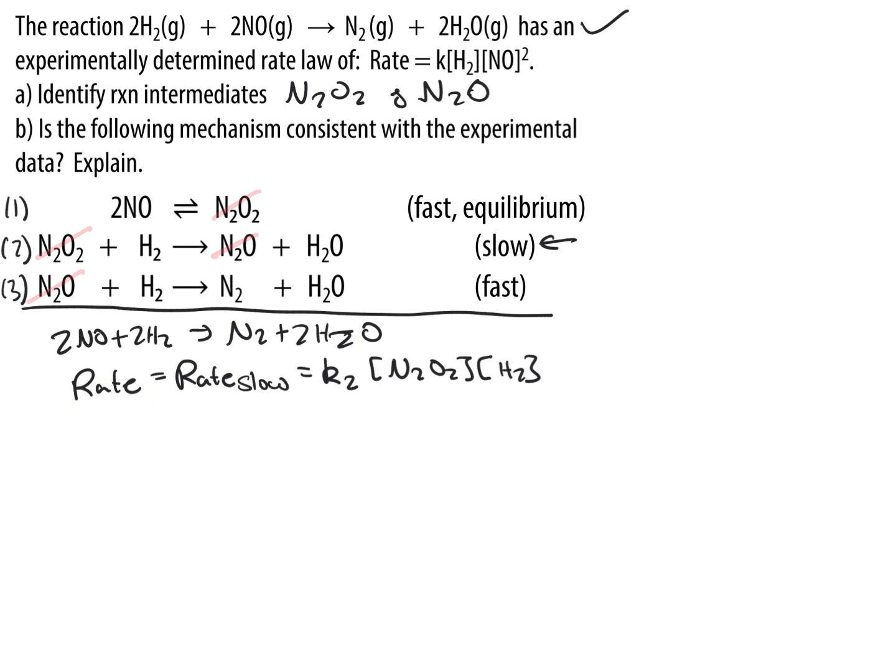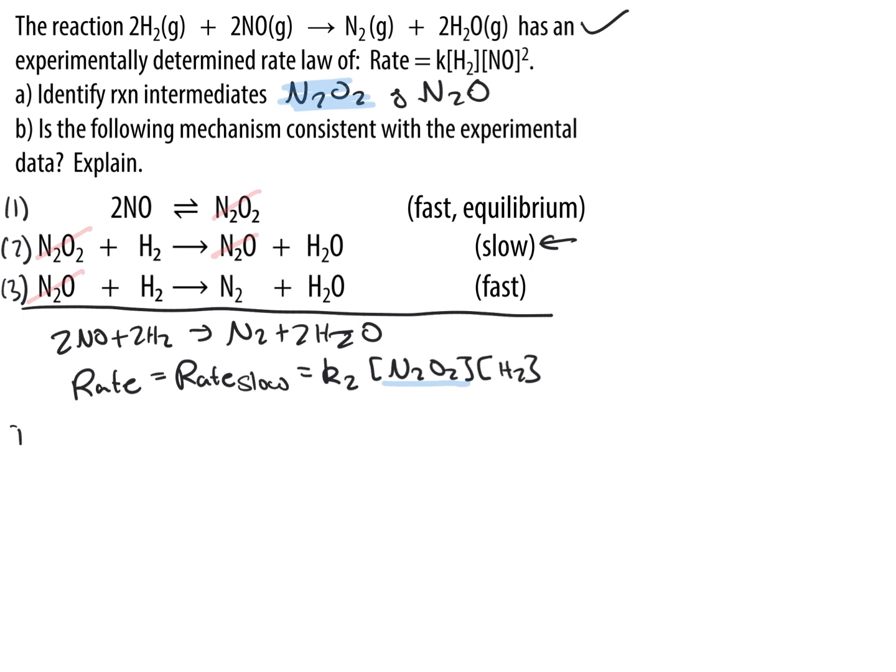Now we look at that and see, okay, can we compare directly to experiment? No, not yet. The problem is that we have that intermediate. So we have N2O2 as one of our intermediates, and that's not going to show up in an experimental rate law. So what we need to do is find the concentration of N2O2 in terms of our other reactants. In this case, we can do that by using our fast equilibrium approximation.